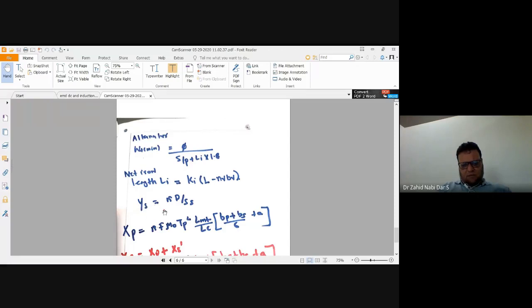So this is ys is equal to pi d by stator slots. So if you write the stator slots as Ss on top, same formula will happen. Stator slots will be pi d by ys. Now if you want rotor slots, Sr would be pi d by yr.